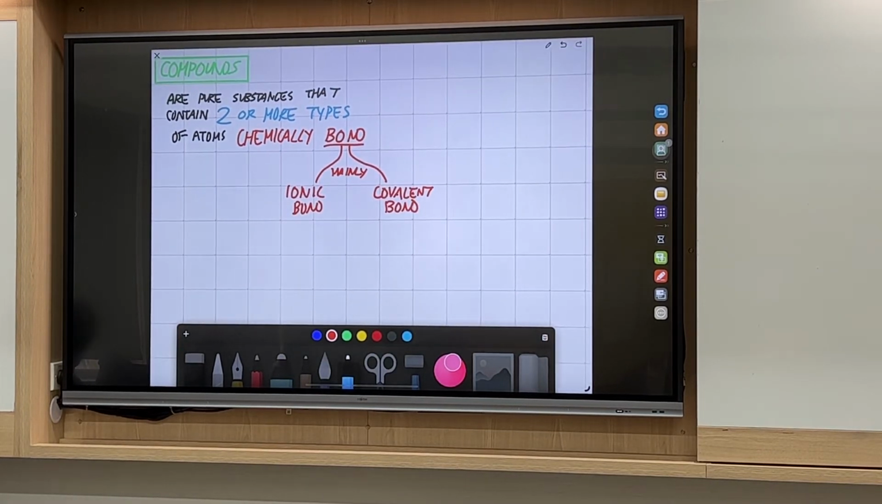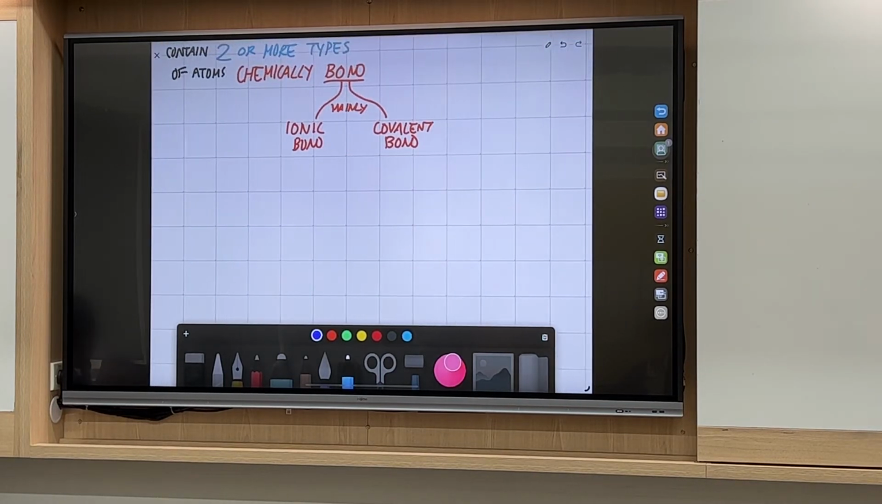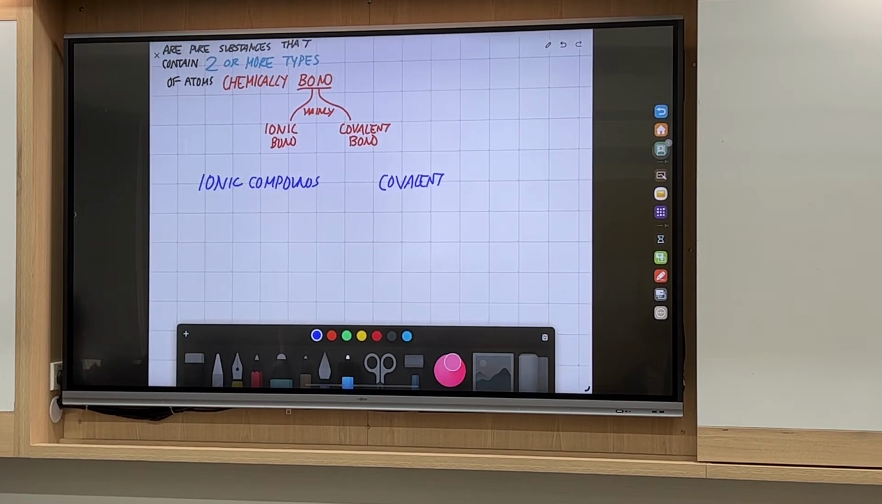Below is a quick summary on what compounds are. You'll get to know more about ionic and covalent compounds. Let's write down a few things about these compounds first. Number one, what are ionic compounds made out of? They are made of metals and non-metals generally. But covalent compounds are made only of non-metals.